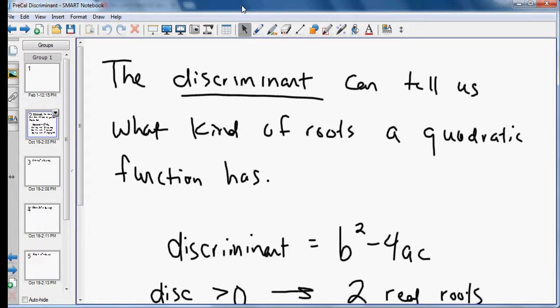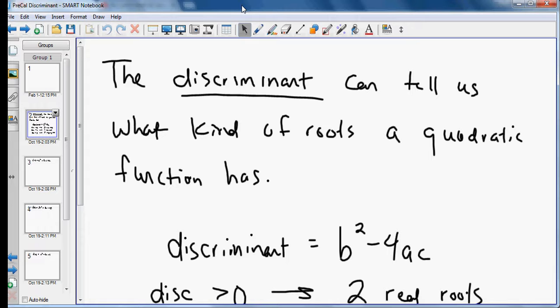Roots, roots, roots. Polynomials and their roots. It's an important part of them. Now today we're going to talk about a specific type of polynomial, and that's a quadratic. That's things that have x squared in it and nothing bigger, so no cubes or to the fourth. The biggest exponent in a quadratic is a squared, or a 2. And it turns out the discriminant can tell us what kind of roots a quadratic function has.